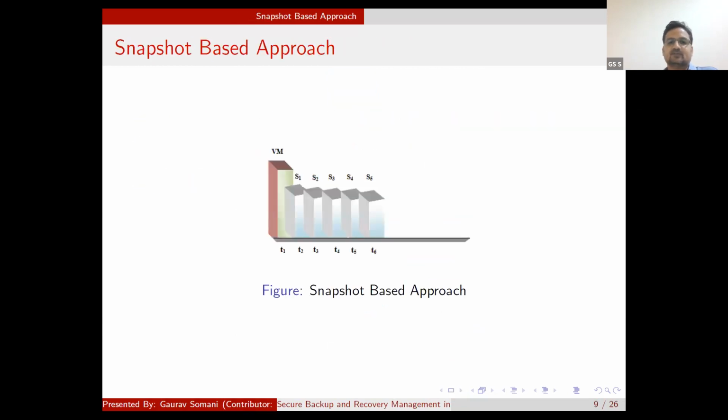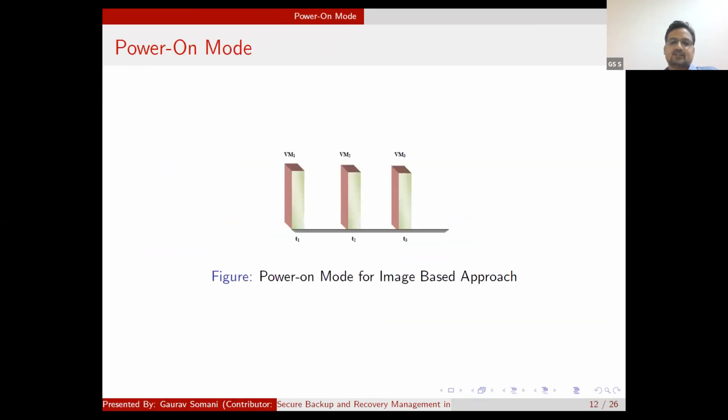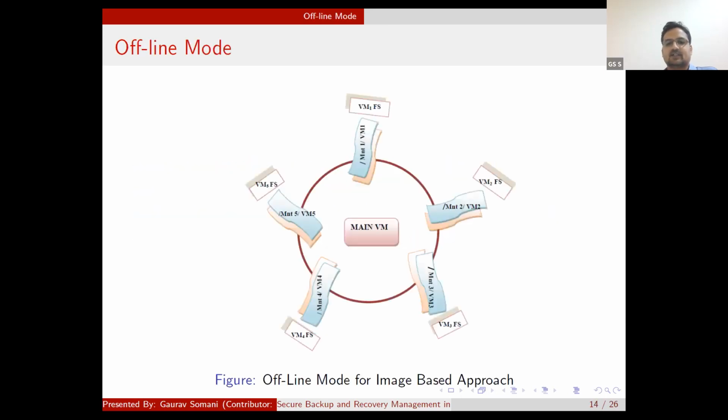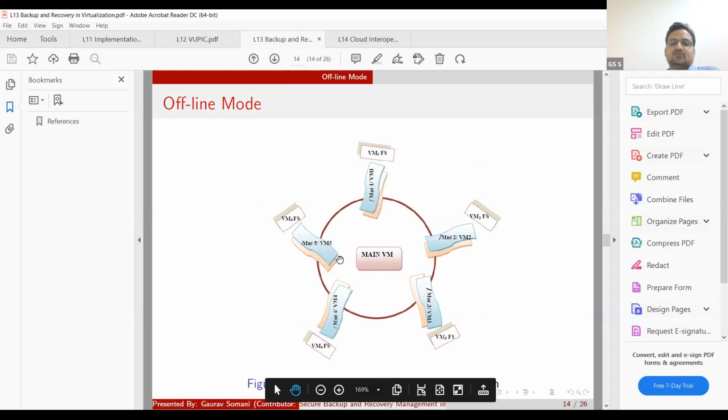So I already gave you this example: the snapshot based approach, the image based approach, which is a pure cloning based approach, and the hybrid approach. And this is the main virtual machines, and old backups are mounted. Mounting means you are just mounting them as files. You are not running them, right? Okay. So the VM backup part, I hope you understood.